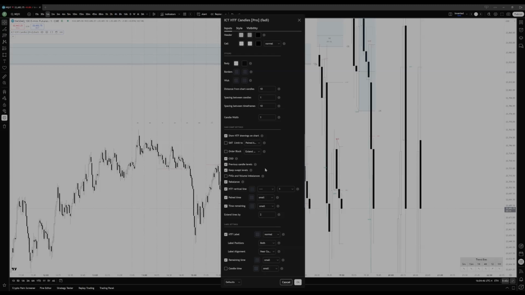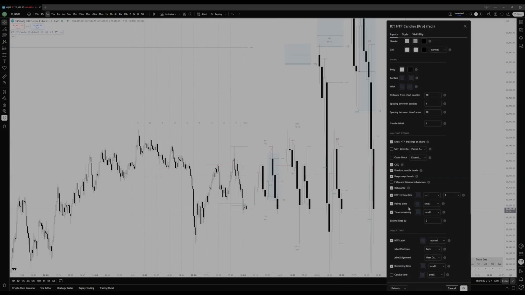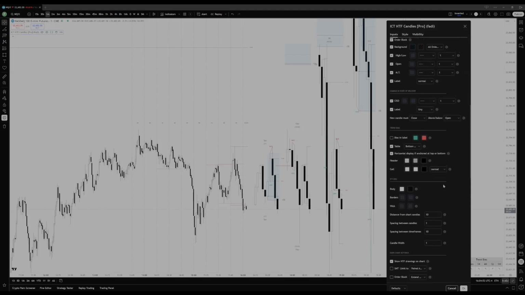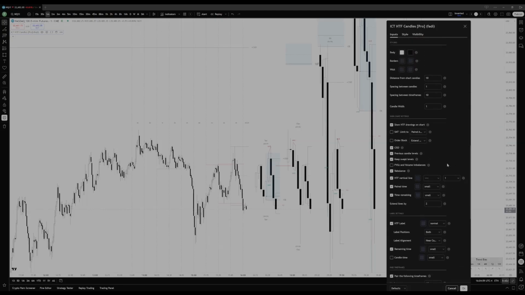The next one is the CISD level. And again, this is change in state of delivery. So we want to know where the time frame is going to change. Let's make the label a little bit bigger. So for the CISD, the 15-minute CISD, which is mapped to, again, the 1 minute, is all the way up here. So the 1 minute is still bearish, or the 15 minutes still bearish, until the 1 minute crosses that level, and we see a close on the 15-minute chart. Then we will flip into a bullish state.